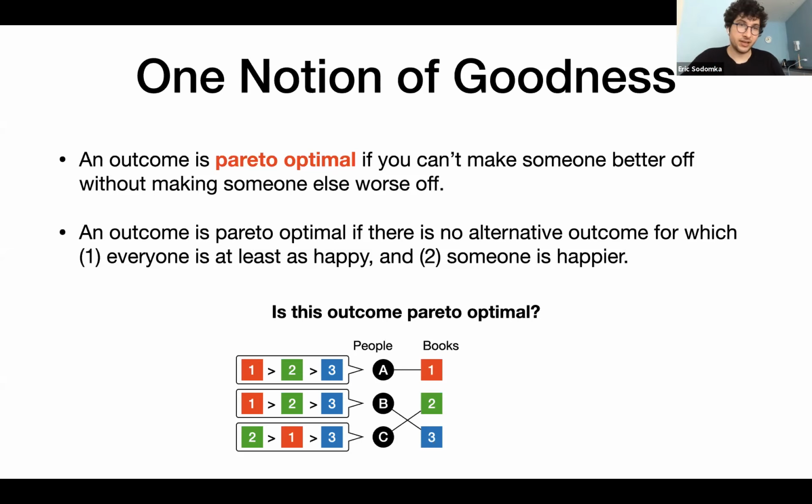It just makes it easier for the outcome to be Pareto optimal, because whatever you give A, there's no way to make them worse off if they're indifferent between everything. So that definition still applies. It's Pareto optimal if you can't make someone better off without making someone else worse off, meaning there's no alternative outcome where everyone's at least as happy and someone is happier. Okay, so someone says that it is Pareto optimal.